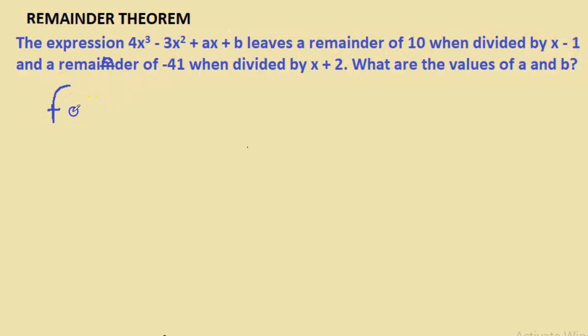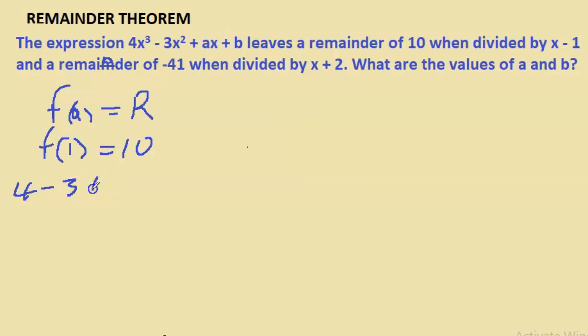Remember, f of a is equal to the remainder. So divided by x minus 1, it's f of 1 is equal to the remainder, which is 10. So f of 1, replace x with 1, so 4x cubed becomes 4 times 1 cubed, which is 4, minus 3 times x squared, so 3 times 1, 1 squared is 1, plus x is 1, so 1a, plus b, equal to 10.